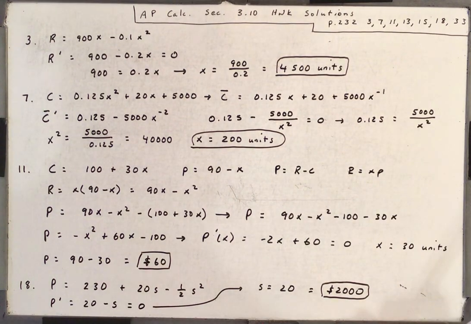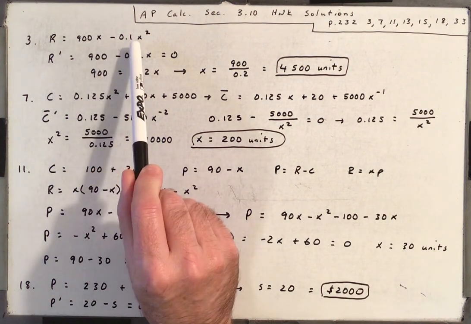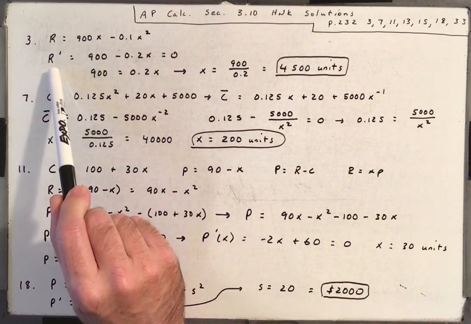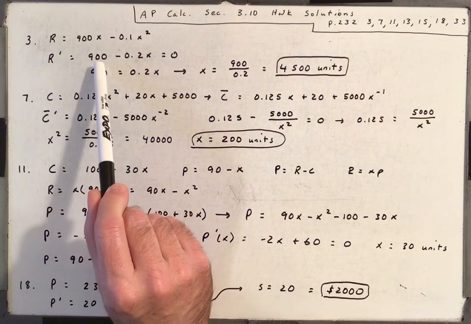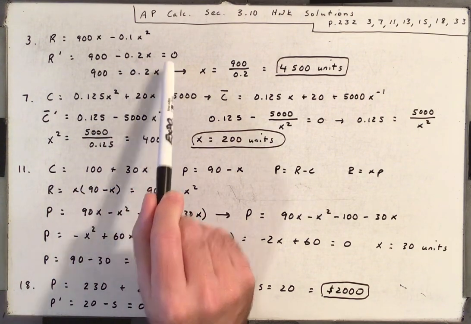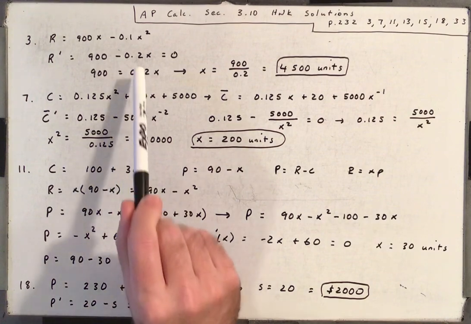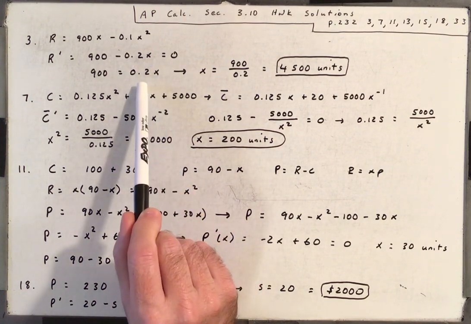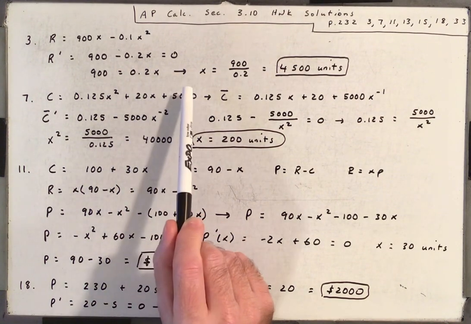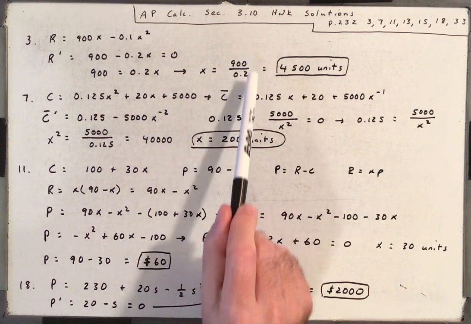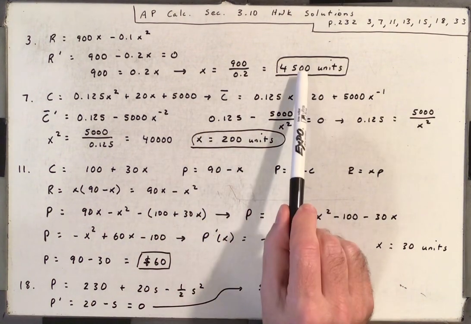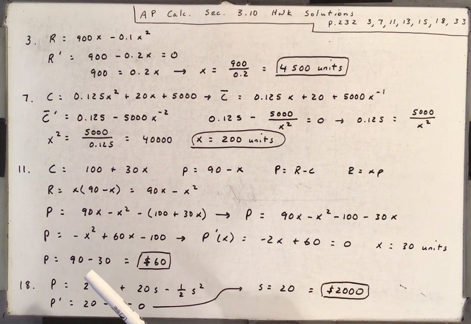So we want to maximize the revenue in number 3, and here's our revenue equation. So we want to take the derivative of that. That'd be 900 minus 0.2x. Set that equal to 0. Move the negative 0.2x over to the right, and so we have 900 equals 0.2x. Solving for x, that'd be 900 over 0.2, which is 4,500 units.